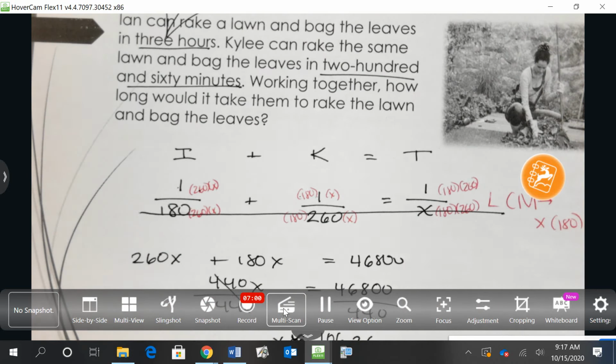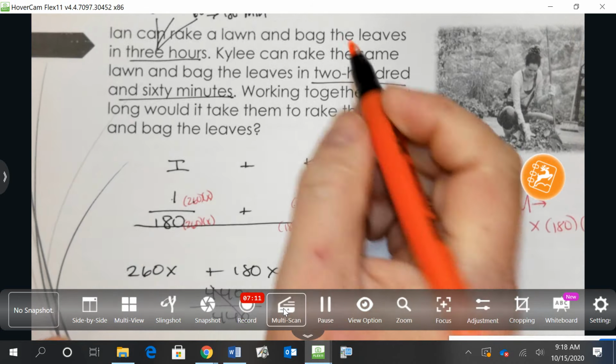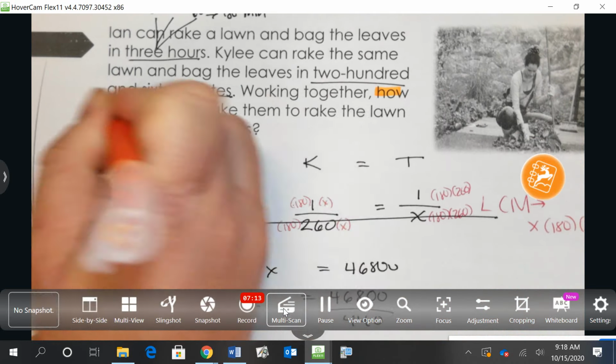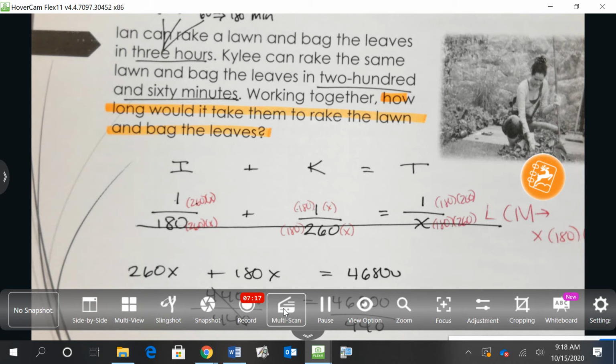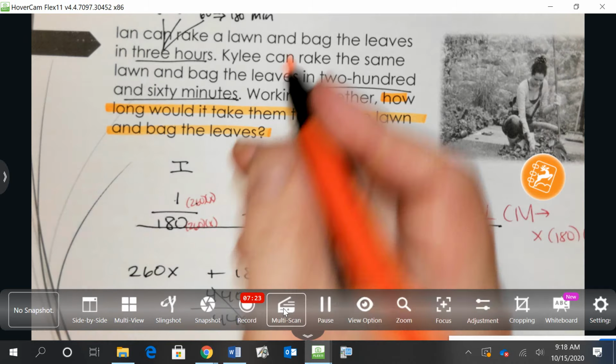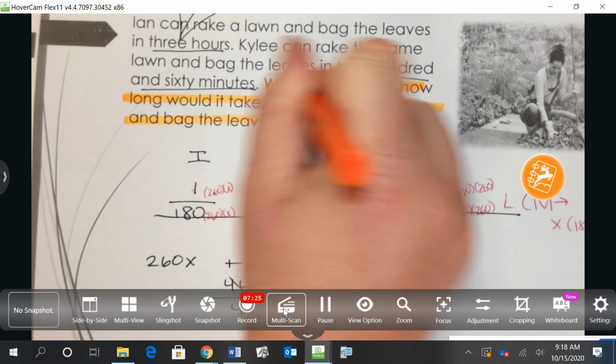I prefer you always to have, if I could, I wish I could send out to you, or I wish you all had a printer at home. Not realistic, where you could have this in front of you. It's so nice to already have the worksheet or the assessment in front of you. And I would suggest, if you have that ability, to always highlight to identify what is the question really asking. The question is asking how long does it take them to rake along and bag the leaves if they are, the key is, if they are working together.